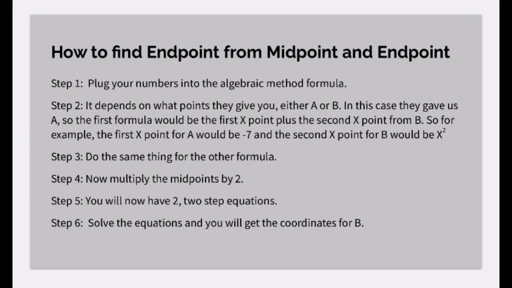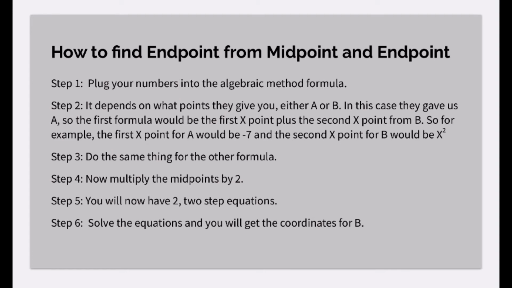How to find an endpoint from a midpoint and an endpoint. Step 1. Plug your numbers into the algebraic method formula. Step 2. It depends on what points they give you, either A or B. In this case, they give us A, so the first formula would be the first x point plus the second x point from B. For example, the first x point for A would be -7, and the second x point for B would be x2.